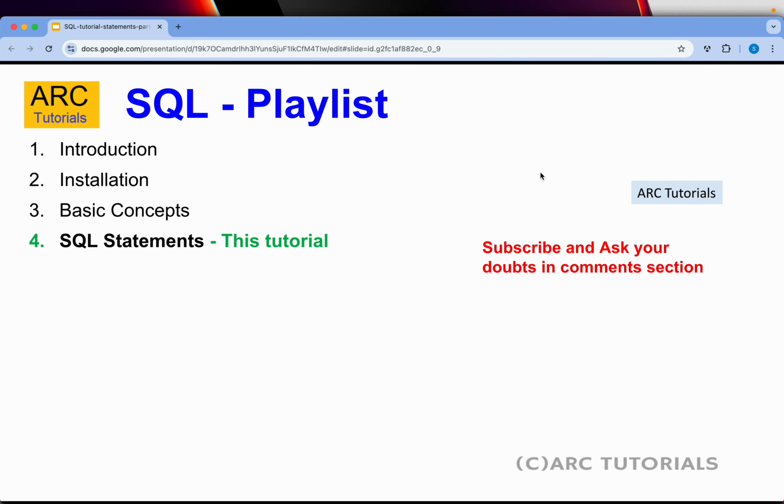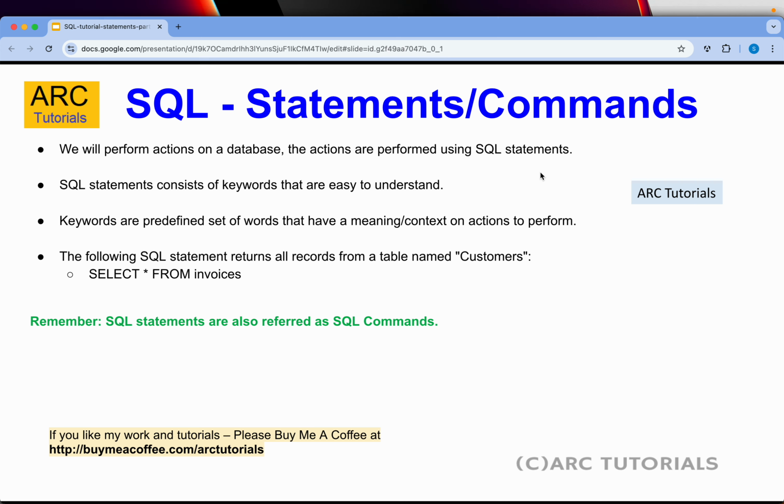Alright, so this is episode number 4. Today we are going to do a quick overview of SQL statements. So what are SQL statements? Given that when we have a database, we will have to perform actions on that particular database. It can be on a database, it can be on a table, it can be on a record, it can be on a column, and much more.